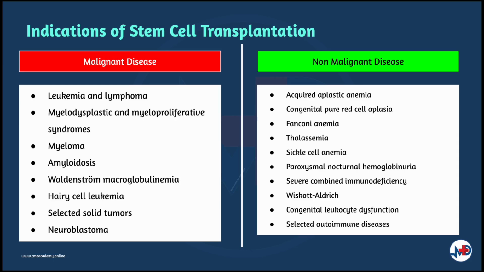Non-malignant diseases that can be treated with stem cell transplantation are acquired aplastic anemia, congenital pure red cell aplasia, Fanconi anemia, thalassemia, sickle cell anemia, paroxysmal nocturnal hemoglobinuria, severe combined immunodeficiency, Wiskott-Aldrich, congenital leukocyte dysfunction, and selected autoimmune diseases.